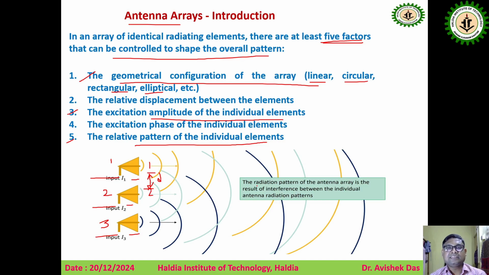So if you change from the dipole antenna to a monopole antenna or microstrip patch antenna, each individual antenna has its own element pattern. If you change each individual antenna element, then we can find that the radiation pattern changes. Here in the figure there are 3 elements. Antenna elements are arranged in a linear fashion, and the radiation pattern of the antenna array is the result of interference between the individual antenna radiation patterns.